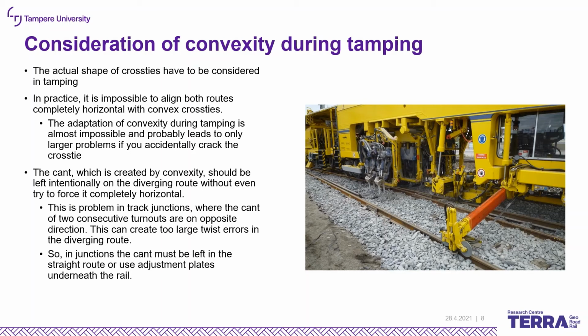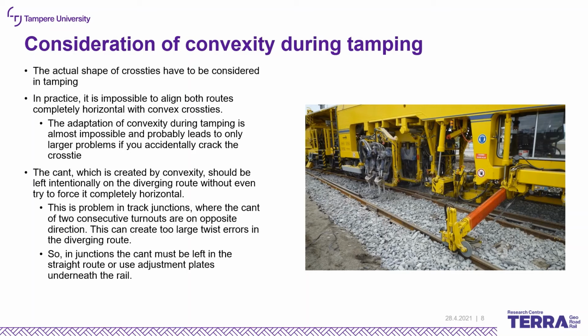And this leads to the cant which is created by the convexity being left intentionally to the diverging route, without even trying to force it completely horizontal. Normally the speed limit in the diverging route is lower than in the straight route, and the maintenance level of the diverging route is lower, so it can take more cant than the straight route. So the same cant value is not an error in the diverging route because of the lower maintenance limit. So you should leave it intentionally in the diverging route.